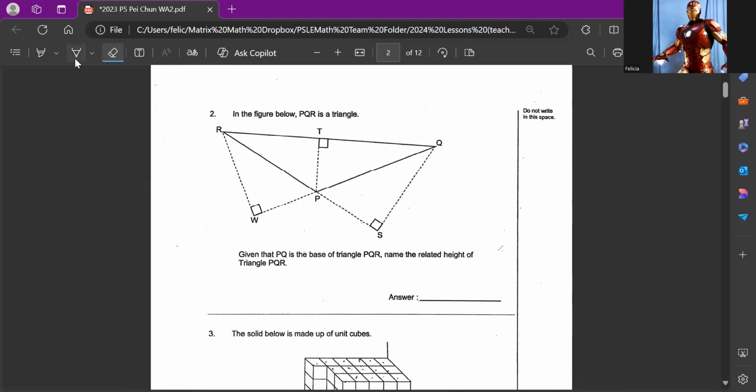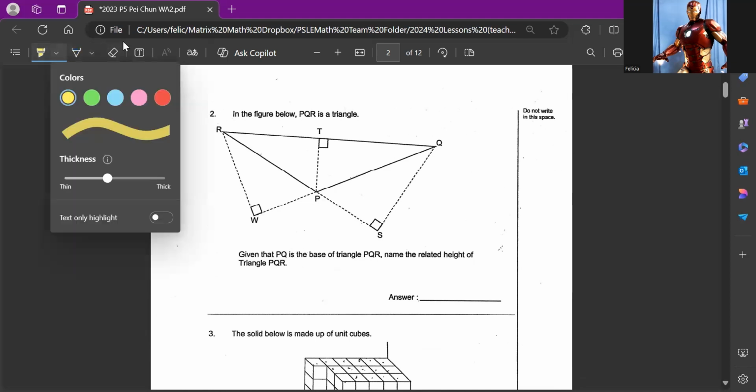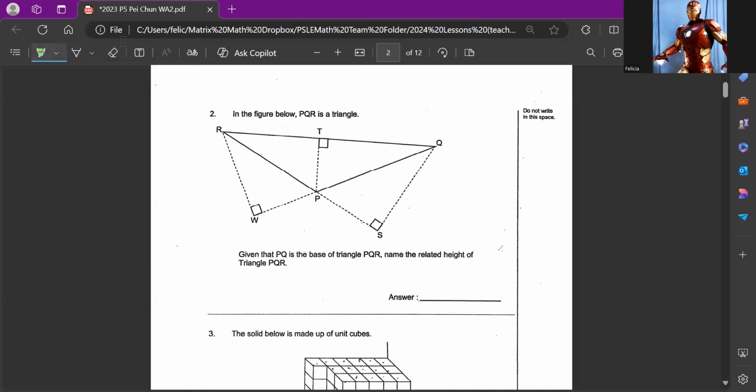Okay, next question 2. So PQR is a triangle. So do not get confused by the other dotted lines that create other triangles in this case. Because all these other dotted lines could be more like a reference point for something else. So they say given that PQ is the base of triangle PQR. So I'm just going to highlight the base. Okay, so PQ serves as the base of triangle PQR.